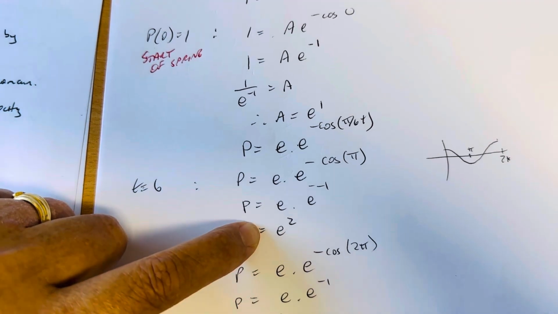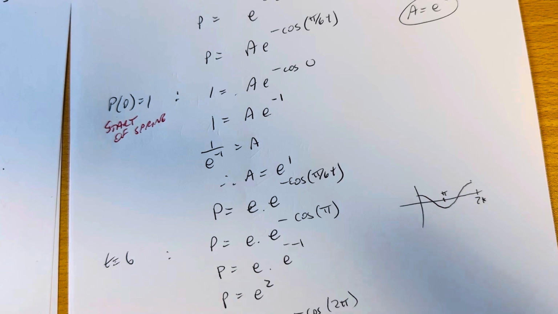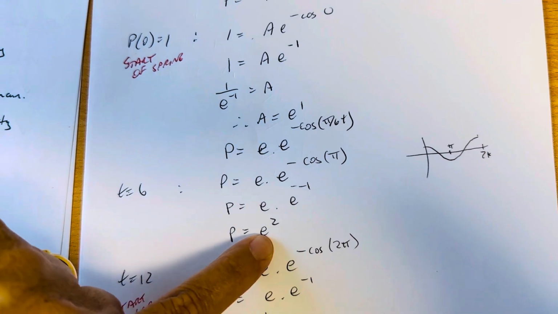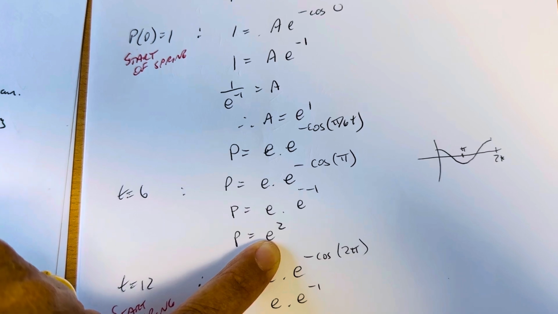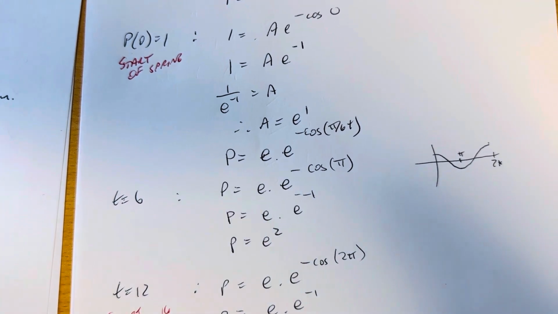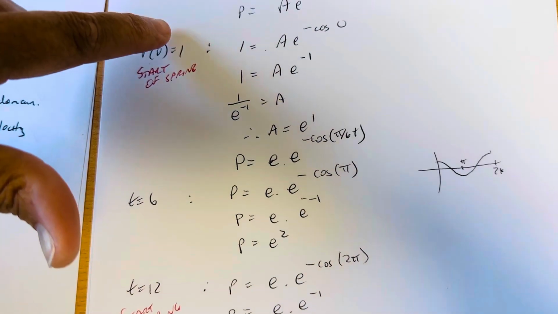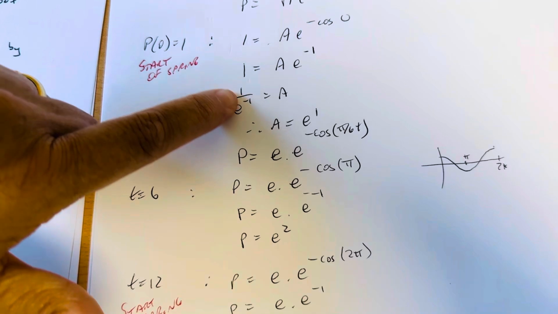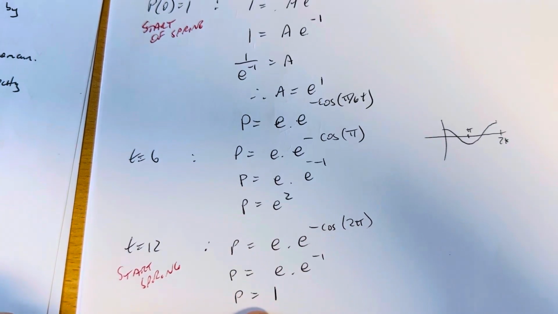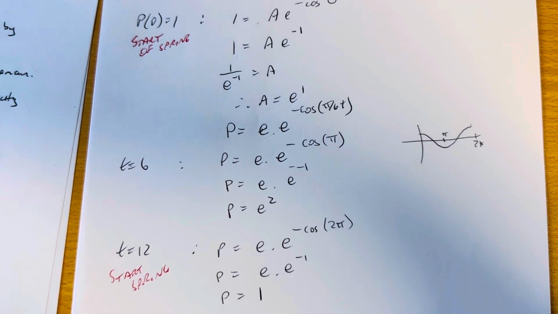The population increases here. Now I realise if this was tech active, you could work out what that was. If this is tech free, you should know that e is 2 point something. So e squared is going to be bigger than 4. So it's going to be an increase. So the population is 1,000. It will increase and then it will come back down, and at the start of spring it's 1 again. So you need to write something about that with your comment on your reasonableness.